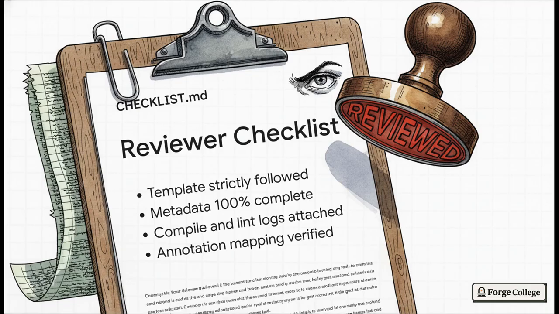They're going to look for template compliance. Is the metadata 100% complete? Are the compile and lint logs physically attached to prove the code works? And most importantly, does the annotation mapping actually make sense? Making sure the logic makes sense to fresh eyes is absolutely vital before anyone applies that highly coveted reviewed stamp. I mean, if your peer doesn't understand your translation today, a developer 6 months from now certainly won't either.